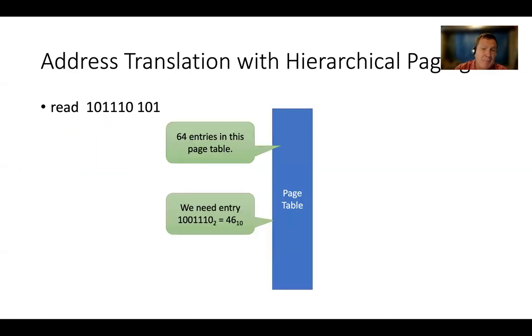If we had one big page table, this would be pretty easy. We've got 6 bits for page number, so that table would have 64 entries. And looking at those high order 6 bits, that's binary for 46. So we would just look at line number 46 in that page table, and that would tell us the frame containing the page that we want.